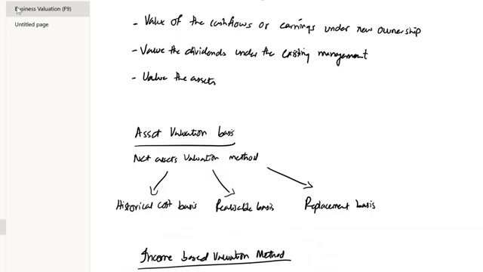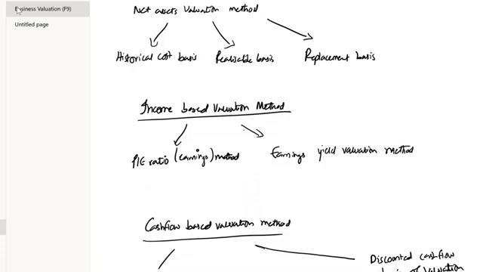are of three kinds. One is value of the cash flows or earnings under new ownership. Second is the value of the dividends under the existing management, and third is to value the assets. Now first let's look at the subdivisions. The asset valuation basis consists of one method, but it has three bases. That is net assets valuation method. It has historical cost basis, it has realizable basis, and it has replacement basis.